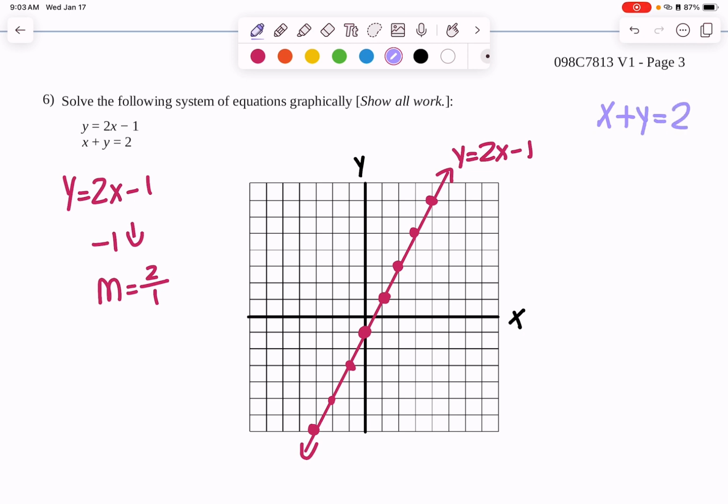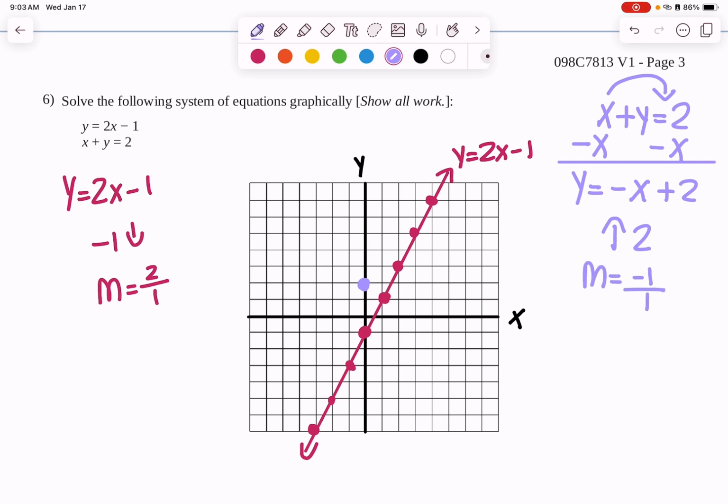I cannot graph this until it says y equals, so I need to bring this x to the other side. I'm going to subtract x, and I will be left with y equals negative x plus 2. So I will start at positive 2, and then my slope is negative 1 over 1. So I go down 1 to the right 1, down 1 to the right 1, down 1 to the right 1, down 1 to the right 1.